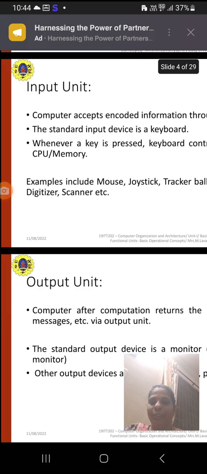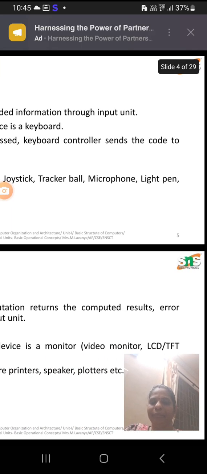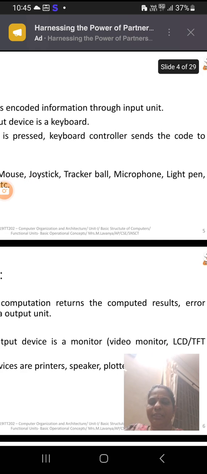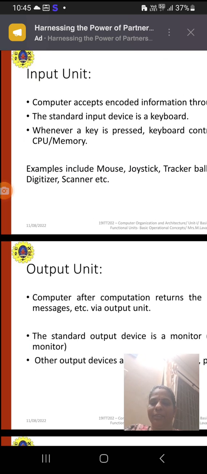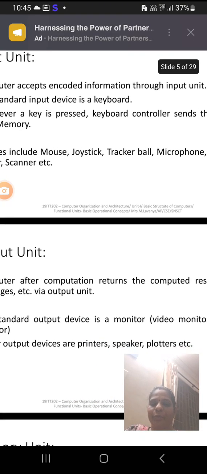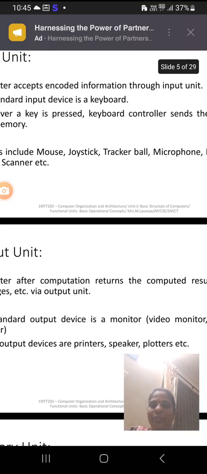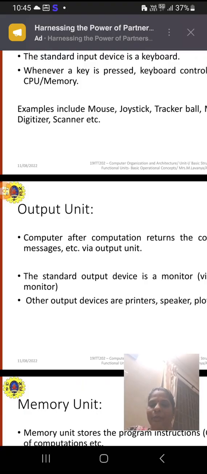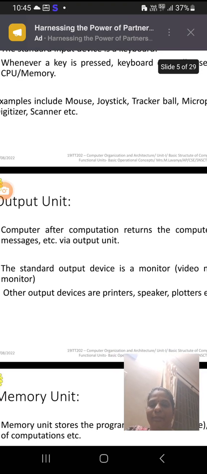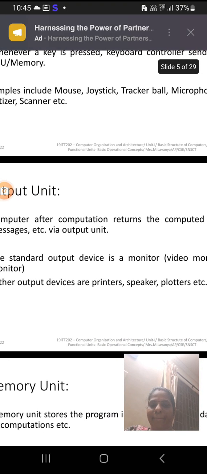In the output unit, the computer, after computation, returns the computed results and error messages by using the output unit. The standard output unit is the monitor, and the other output devices are the printer, speaker, plotters, etc.